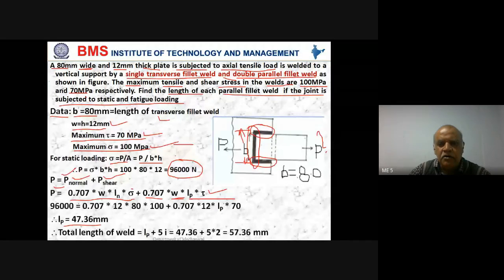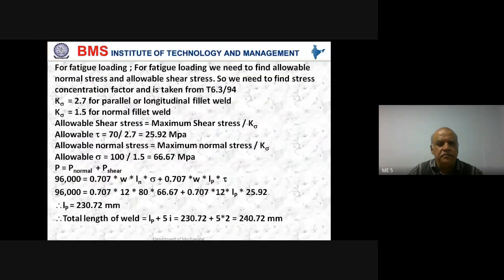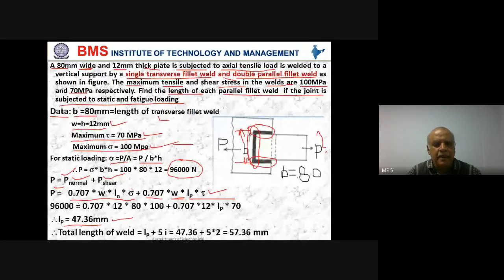you will have two free ends. So therefore, length of parallel fillet weld plus 5 into 2 will give you total length of the weld. Is that okay? Are you there? Yes, sir. Yeah, please note down.